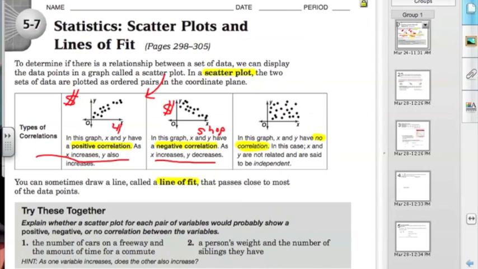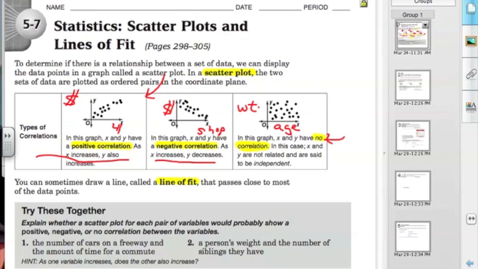And then there's the no correlation. An example could be the age you are and your weight. It has nothing to do with it. So, those are the three different types of situations that you can come into. Now, what I want you to try to think about is, I'll give you a couple examples.